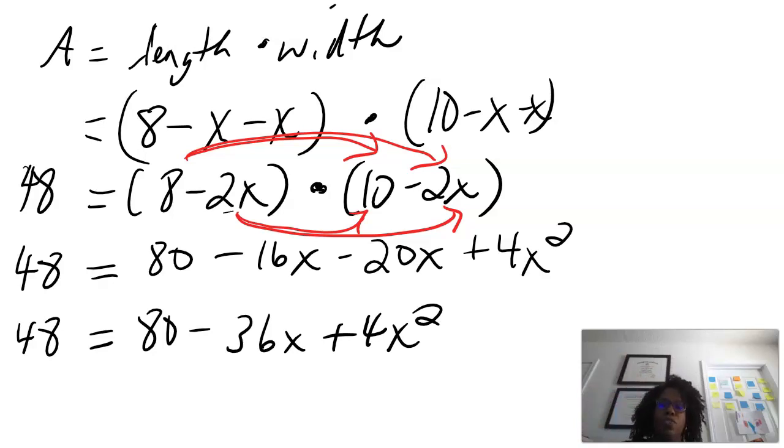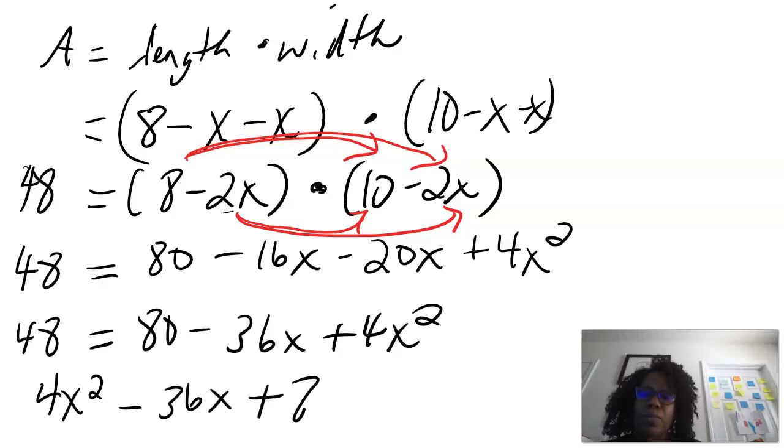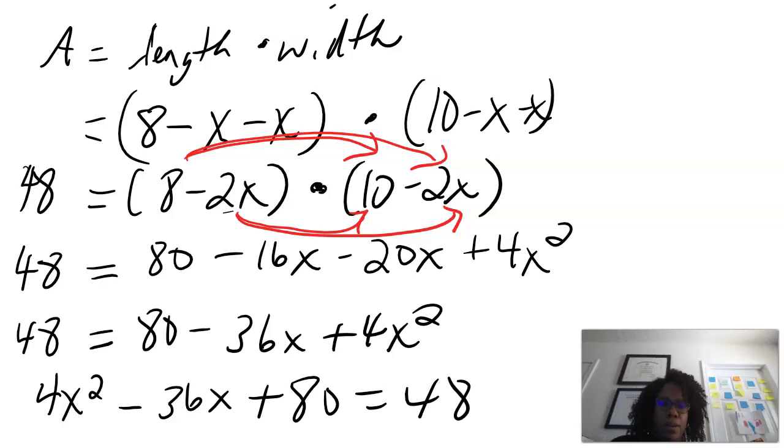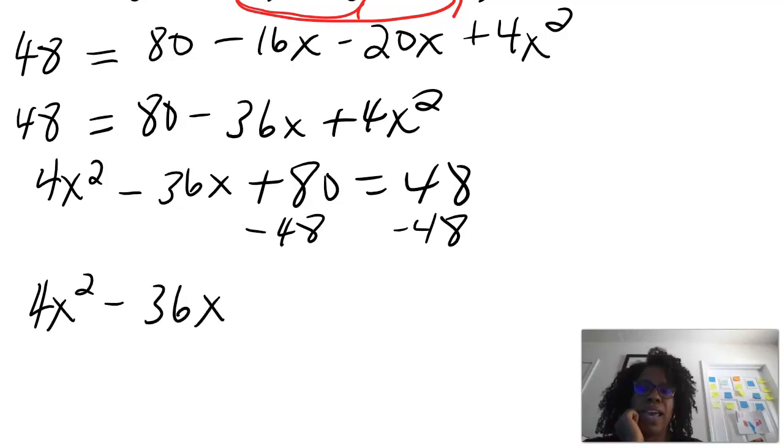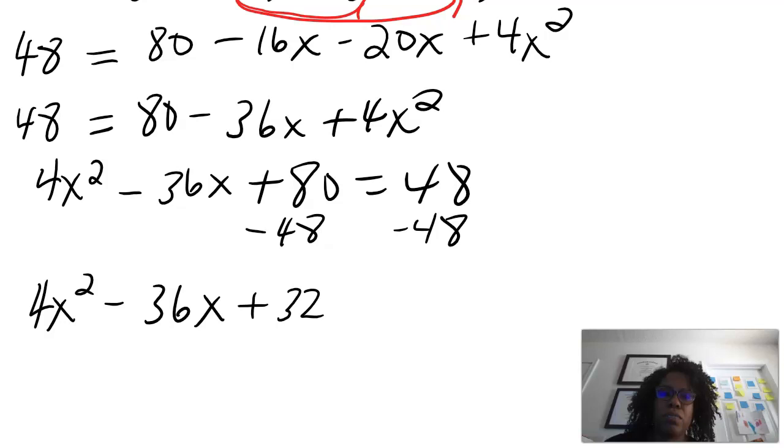We want to solve this quadratic, so we want to set it equal to 0, and I'm going to rearrange it because I just like for my equal sign to be on the other side. So we have 4x squared minus 36x plus 80 is 48. I'm going to subtract 48 from both sides of the equal sign so that we're able to set this equal to 0. So then we have 4x squared minus 36x plus, what is that going to be, 32 equals 0.